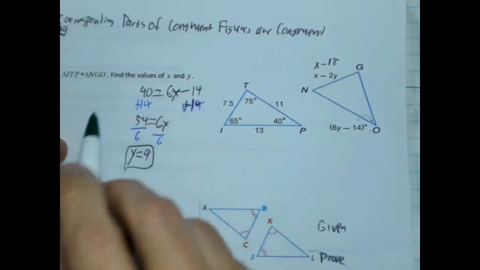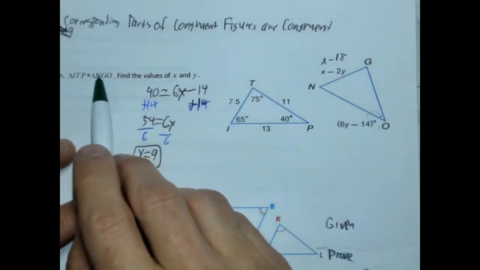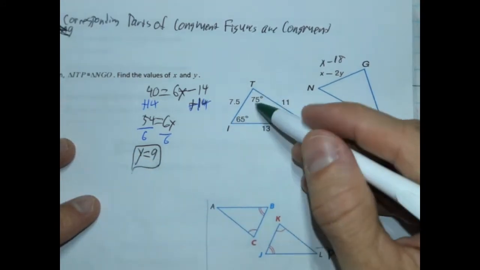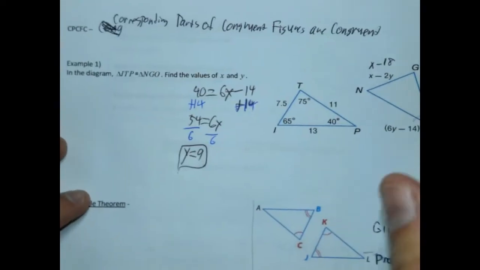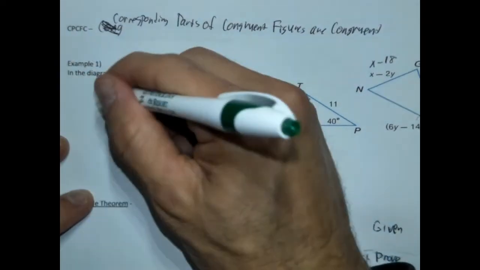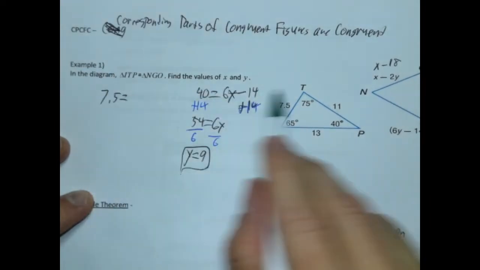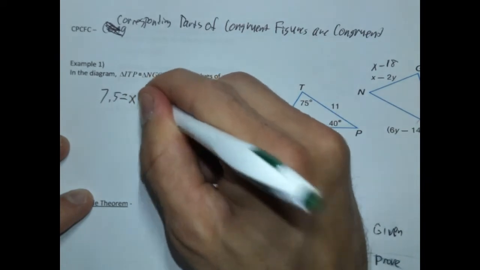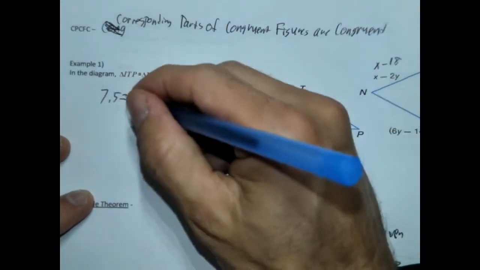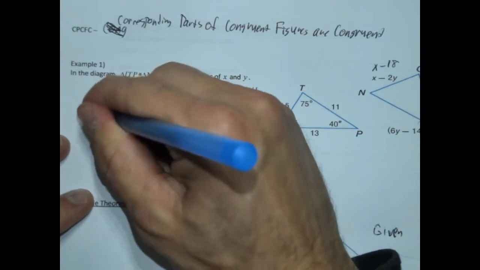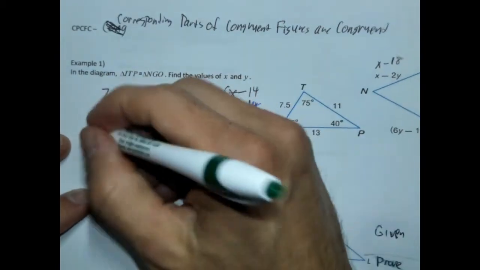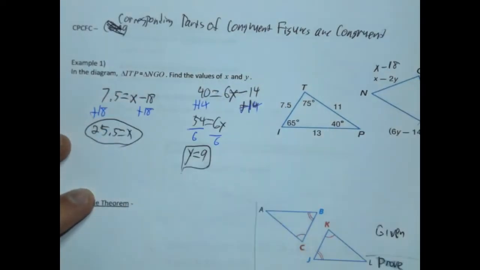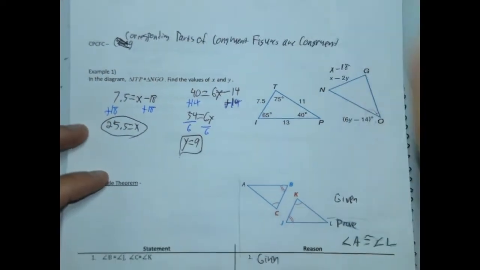Now NG are the first two letters here, which means NG will be congruent to IT because of the first two letters there. So IT is 7.5, so 7.5 is equal to this. So 7.5 is equal, that's IT, right? Is equal to NG, which is x minus 18. So we're going to solve for x. We're going to add 18 to both sides. And that's going to be 25.5. 25.5 is equal to x. And that's that. Okay. All right.